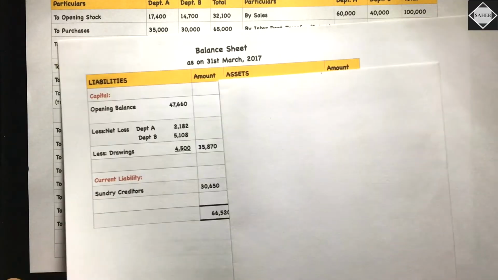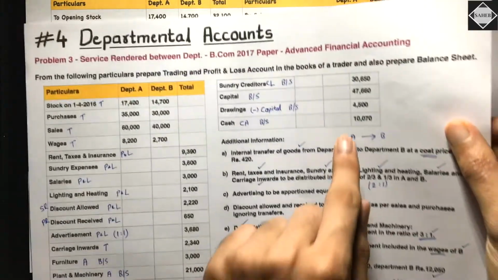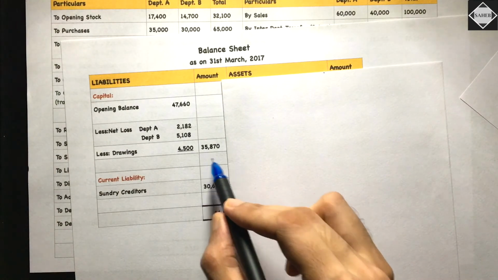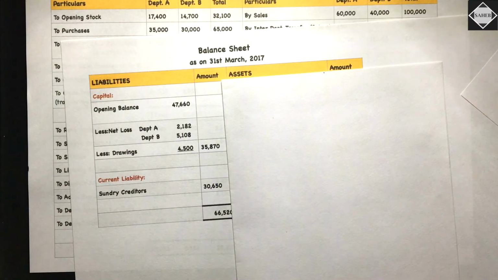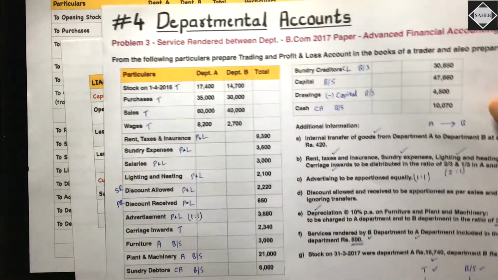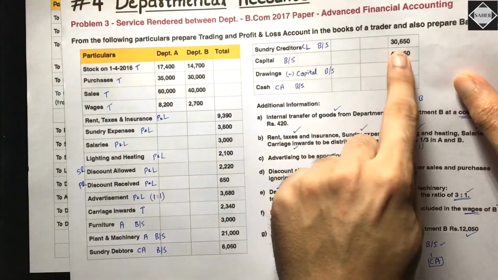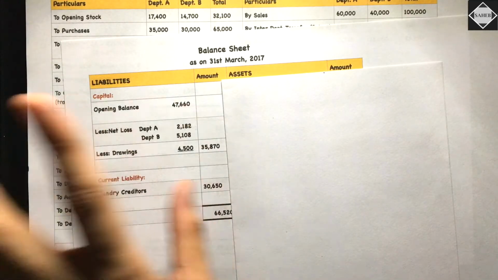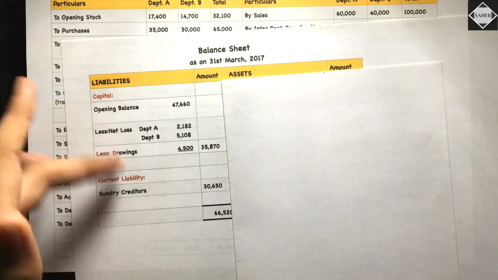And then drawings were there in the question. How much drawings? Drawings are 4,500. That also you have to subtract. So that is equal to 35,870. And then we had creditors in the question. How much? 30,650. So take that 30,650. Just one liability was there, and capital.